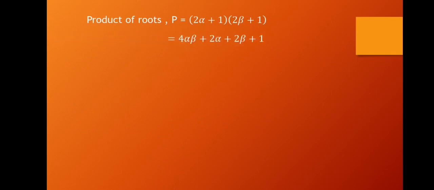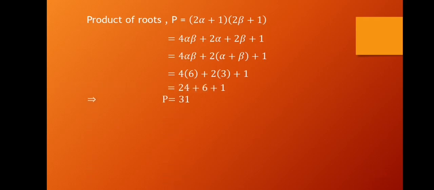Now is the turn of the product of roots. We are going to multiply these two roots. After multiplying them, we get 4 alpha beta plus 2 alpha plus 2 beta plus 1. Here alpha beta is along with 4, means to say we are going to put the values of alpha beta. So we will be having 4 alpha beta. While taking 2 out as a common factor, we will be left with alpha plus beta inside the bracket. After putting the values of alpha beta and alpha plus beta, we have p is equal to 31.